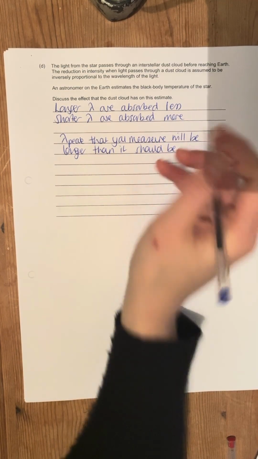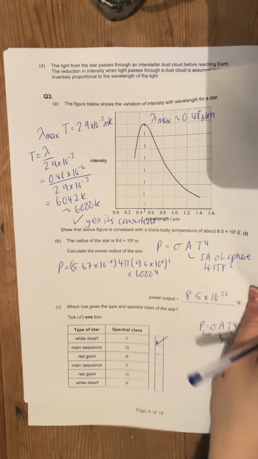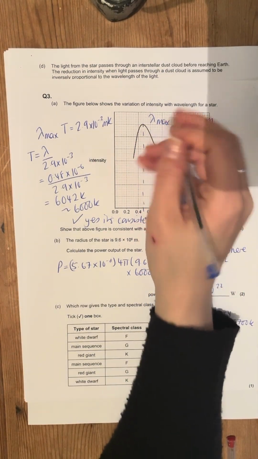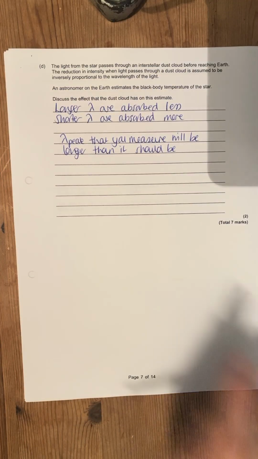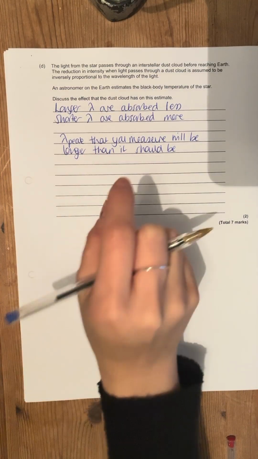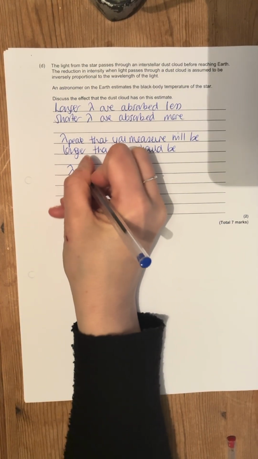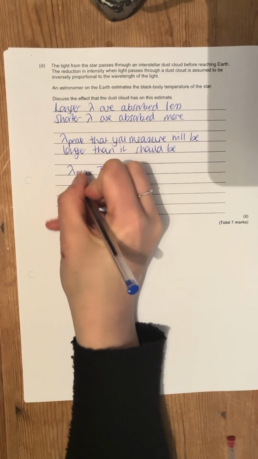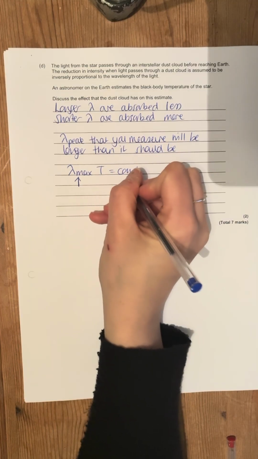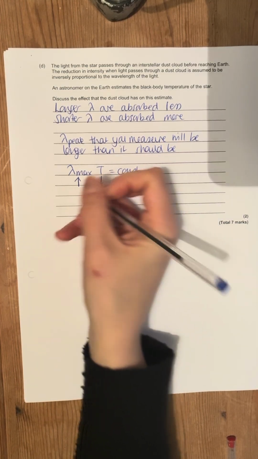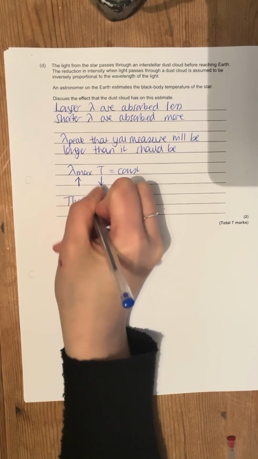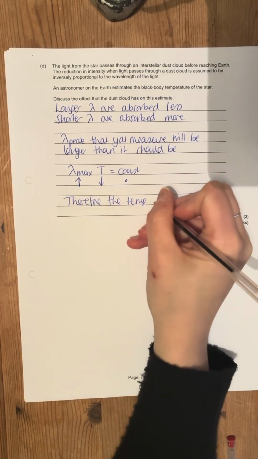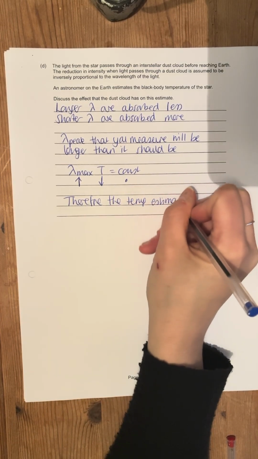Because a lot of the shorter wavelengths, you're going to cut off some of your graph, like here. Some of it's not going to get absorbed as much, so it won't look as if it's as peaky as it were. So the peak that you measure will be longer than it should be, and then lambda max times T equals a constant. So if this is longer than it should be, and this stays constant, T should be lower. So therefore, the temperature estimate will be too low.